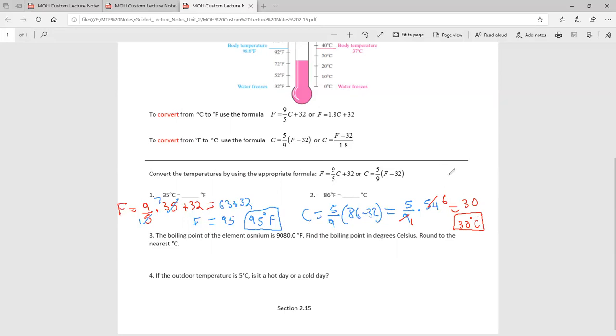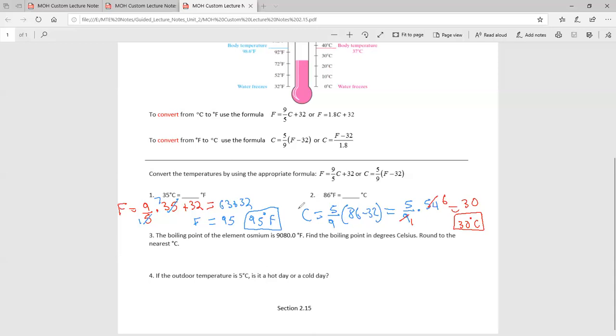All right, this is a pretty short section, so let's just knock out all the problems here. Problem 3: the boiling point of the element osmium is 9,080 degrees Fahrenheit. That's a very, very high temperature. Water boils at 212 degrees Fahrenheit. This element, osmium, its boiling point is at least 40 times higher than that. Find the boiling point in degrees Celsius rounded to the nearest degree. So we're rounding to the nearest whole number here.